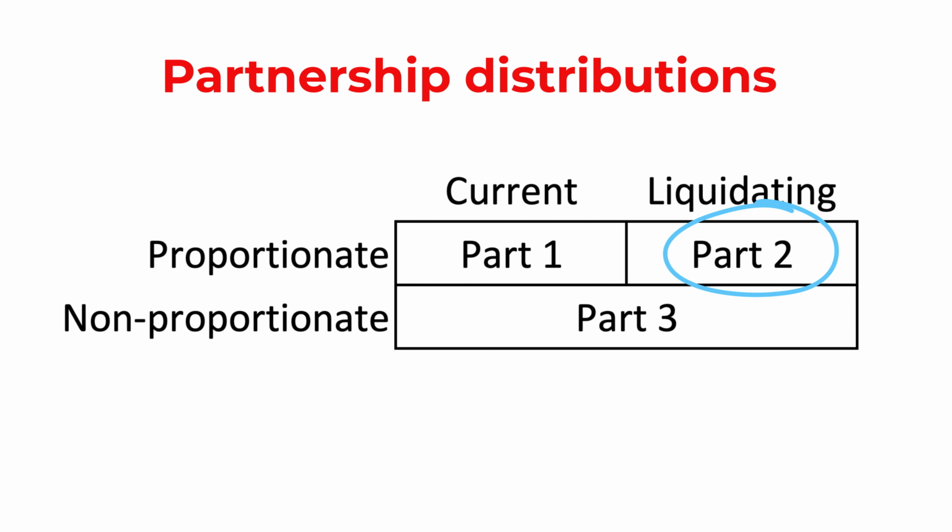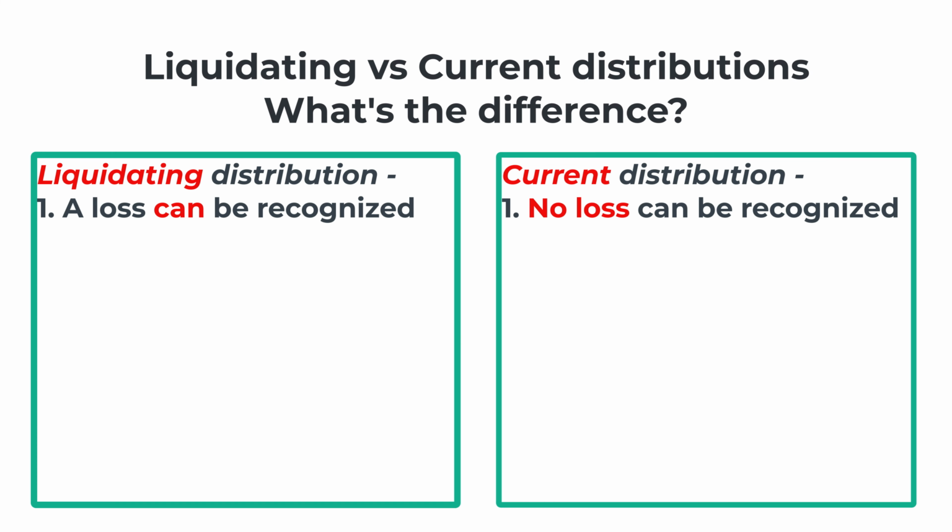So what's different if there is a termination of one or all of the partner's interests in the partnership? Mainly, there are two differences. First, a loss can be recognized by a partner in a terminating distribution. No loss can be recognized in a proportionate non-liquidating distribution.